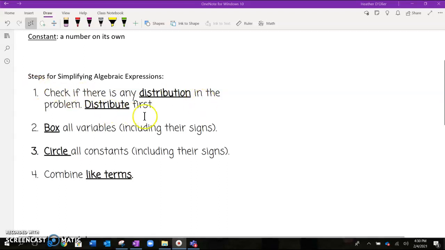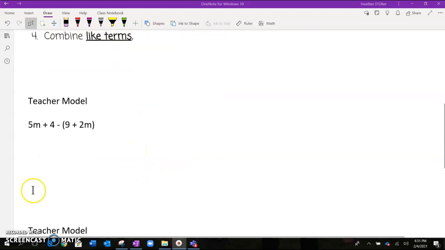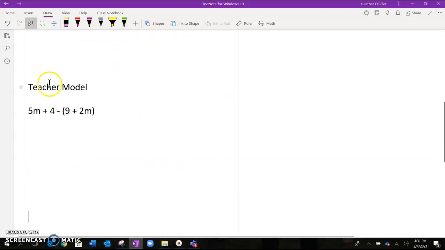But when we're subtracting, this first step is really important. Some of us are going to try to skip and go to step 2 and 3, and it's going to give us incorrect answers. So I have 5m plus 4 minus the quantity 9 plus 2m.